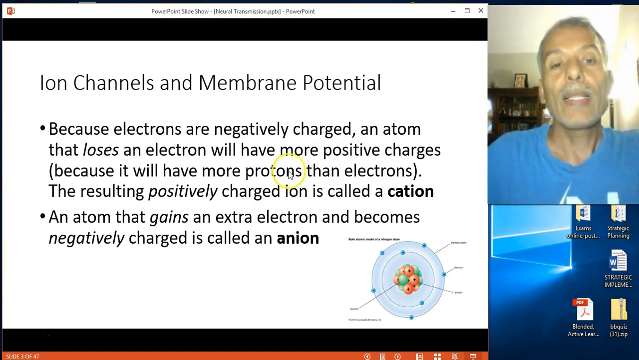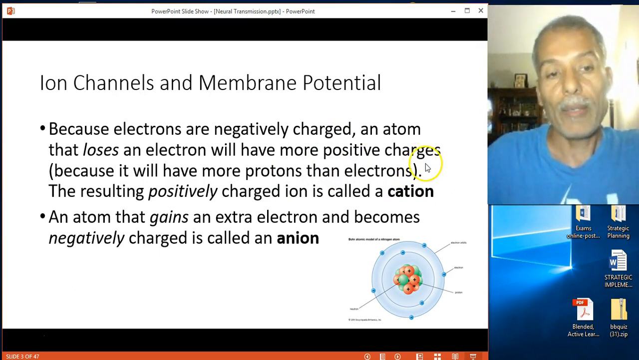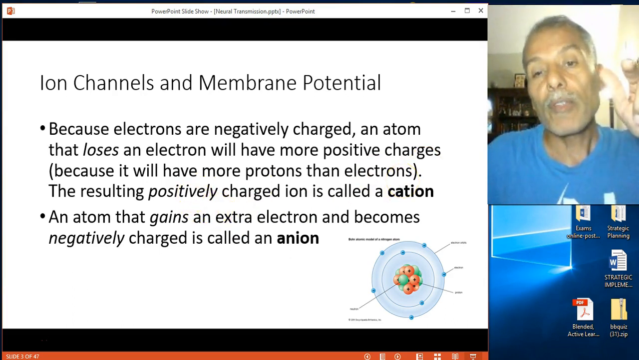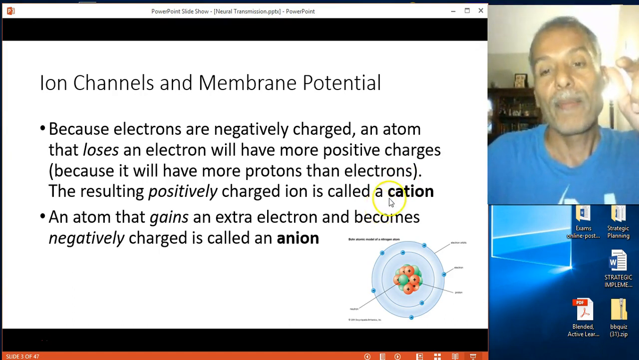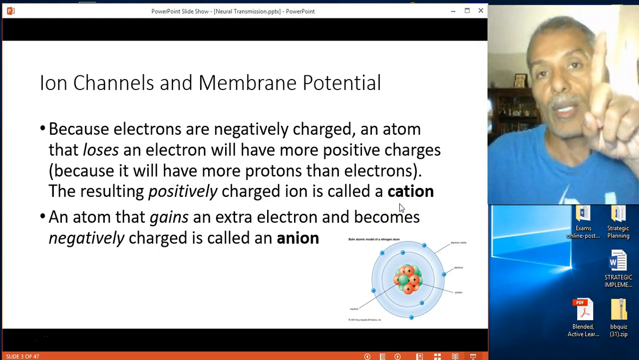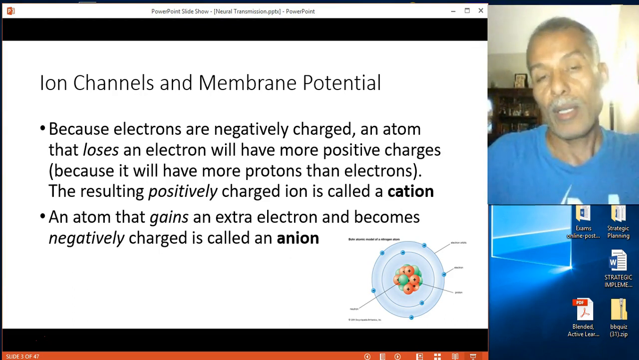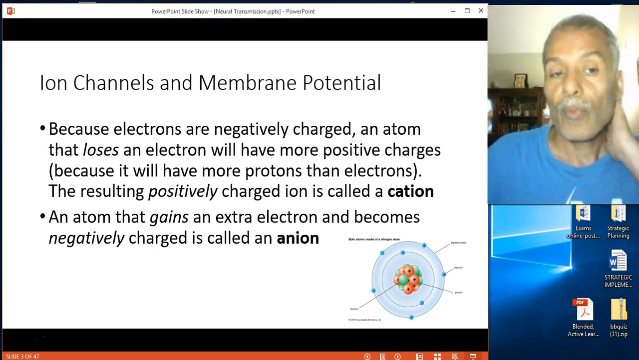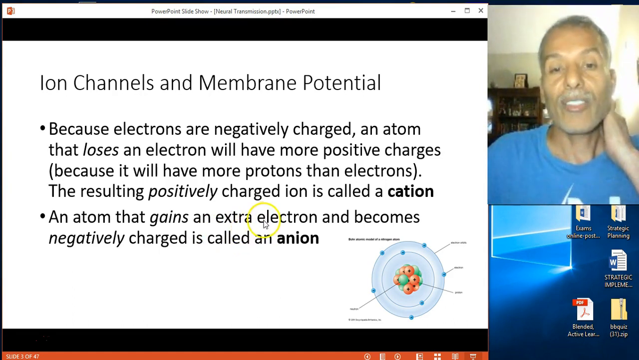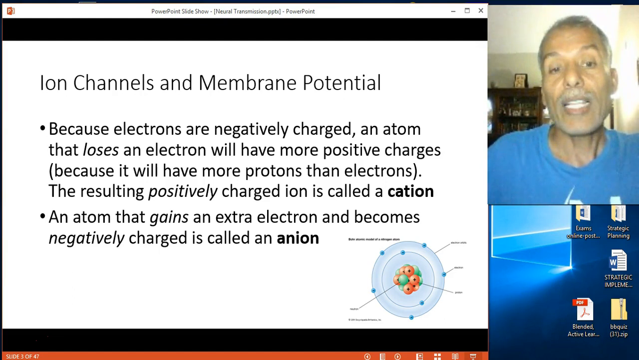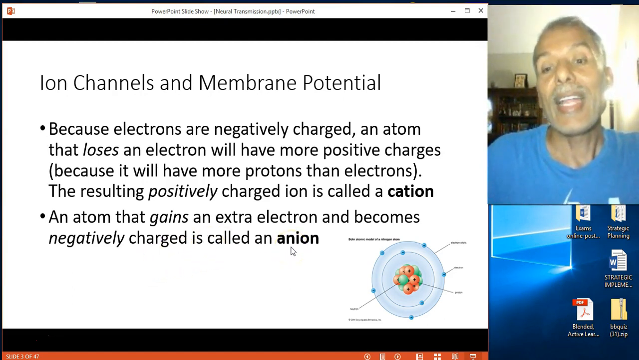So an atom that loses one electron becomes positively charged. We call it a cation. So a cation is an atom that has lost one electron, which is one negative charge. Now the atom that gains an extra electron has gained one negative charge. So that becomes a negatively charged atom, and that is called an anion.